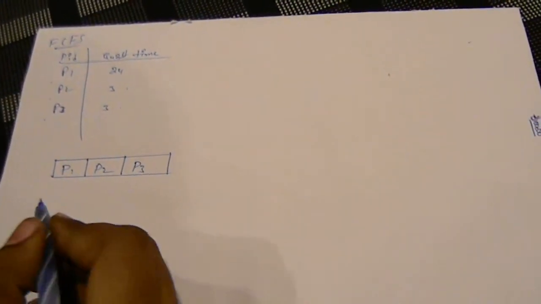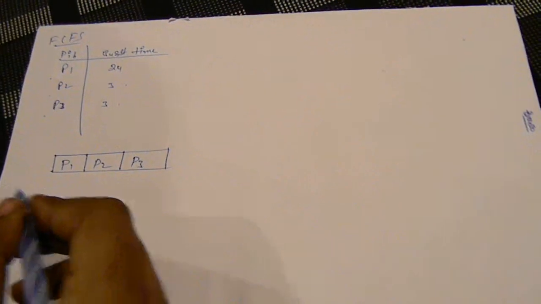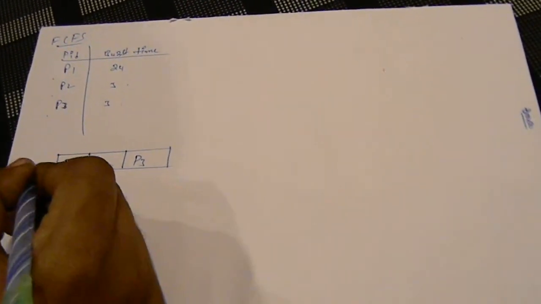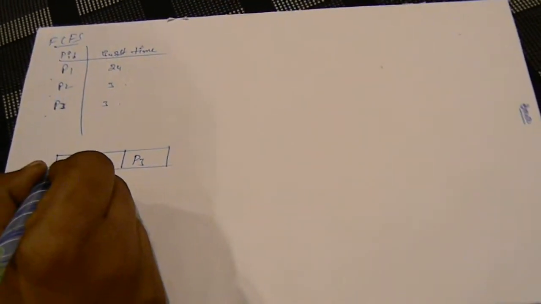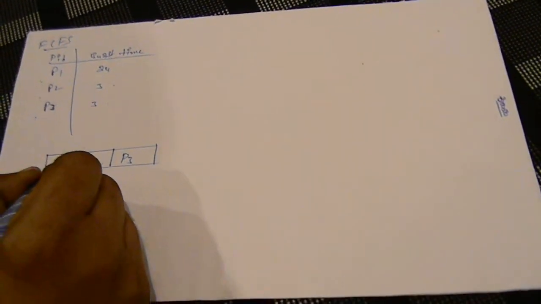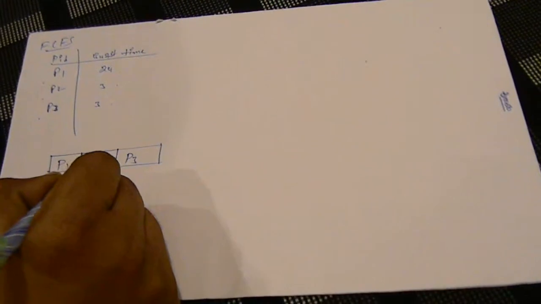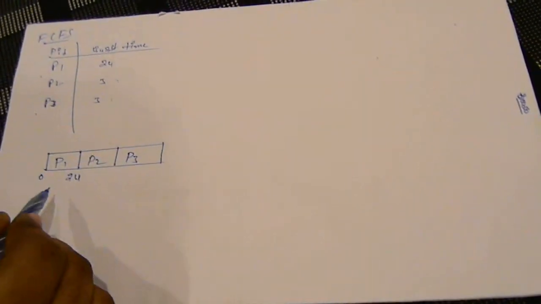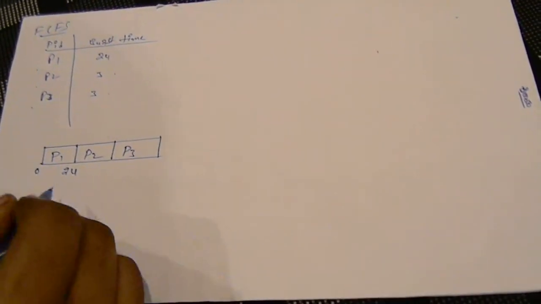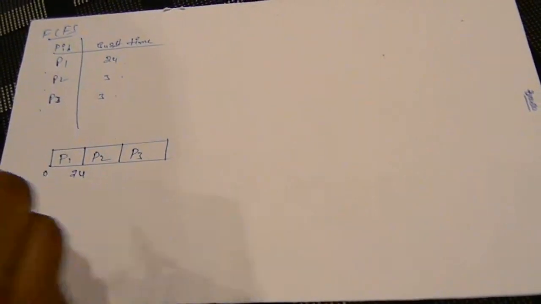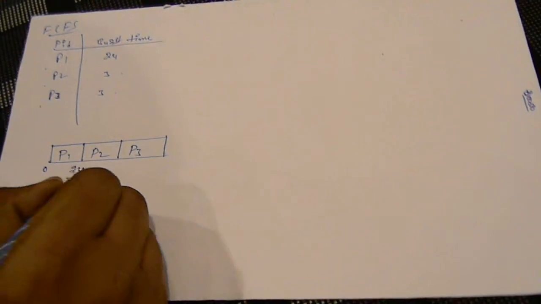Now if the CPU executes the process P1, its waiting time is 0 because it starts at the initial, and it executes until the burst time is completed, that is up to 24 milliseconds. After that, P2 comes to execution. For P2, the waiting time is 24 milliseconds.